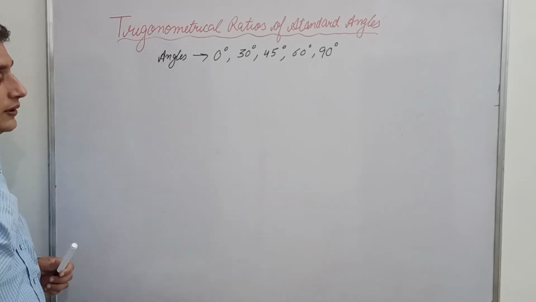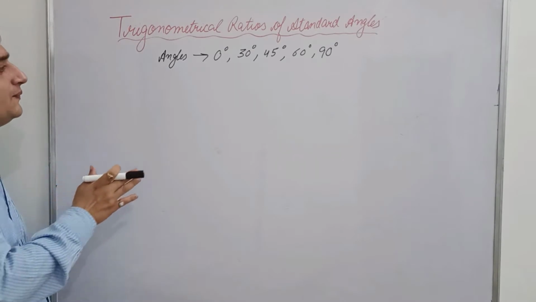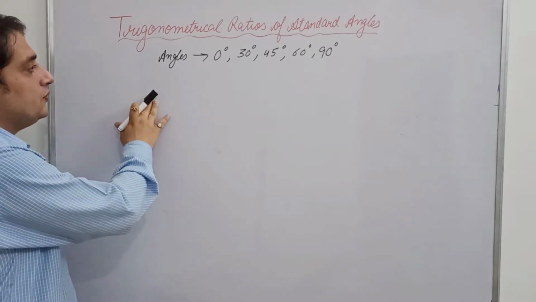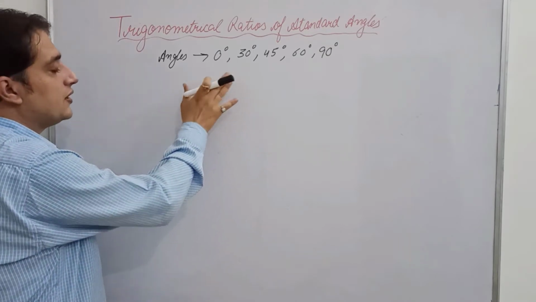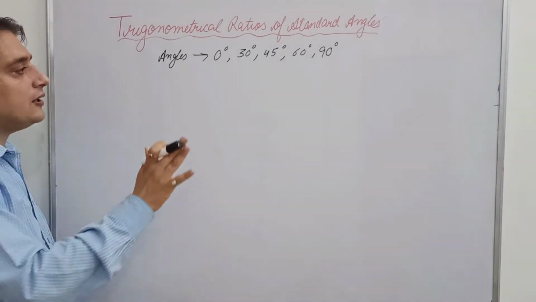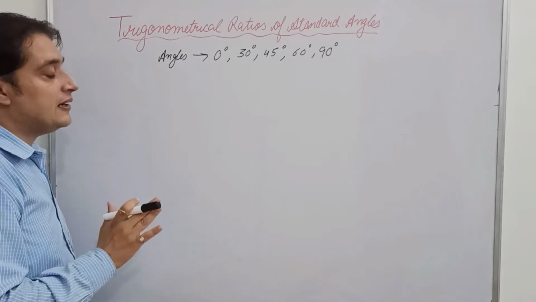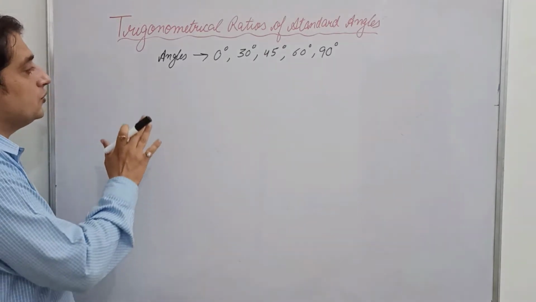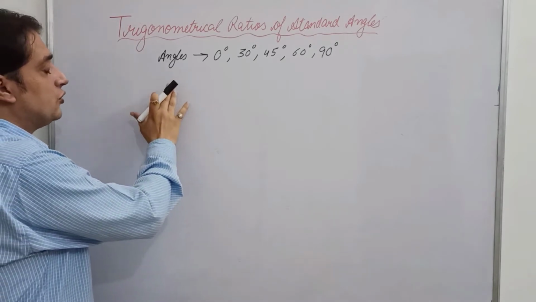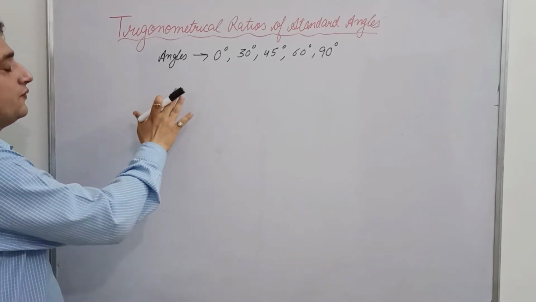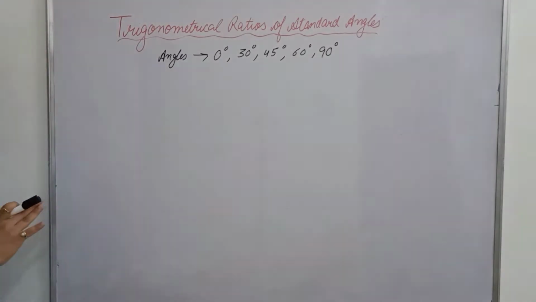The values of these T ratios will be used in the next exercise and also in the application of trigonometry, right? We also know that the values of these T ratios are meaningful only when they are associated with some angle. We cannot imagine any T ratio without an angle, right? So the values of trigonometric ratios for these standard angles are very important, right?